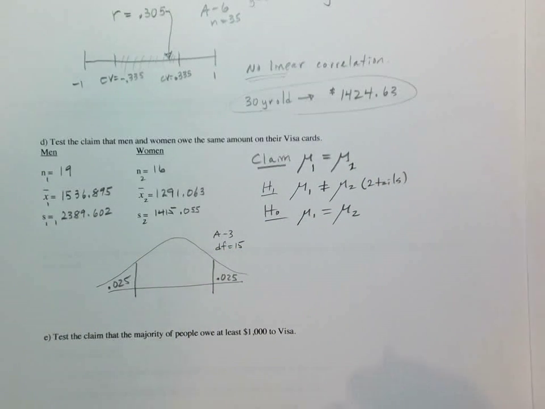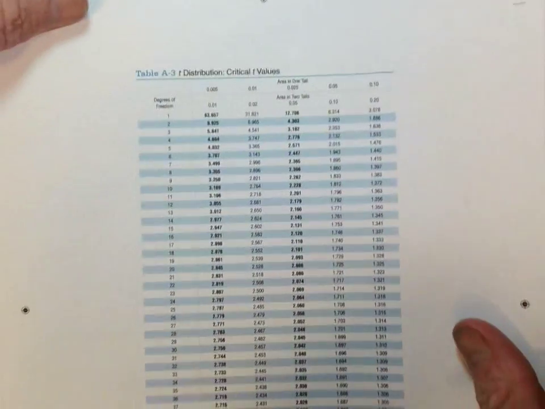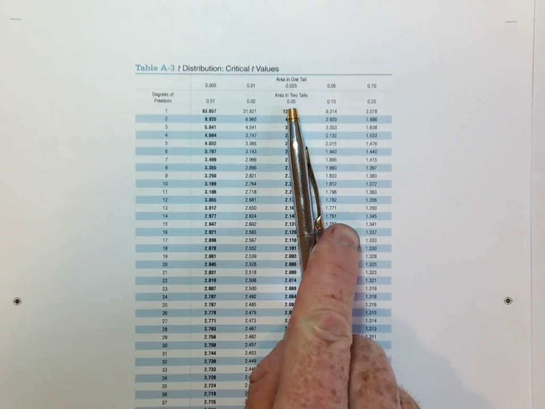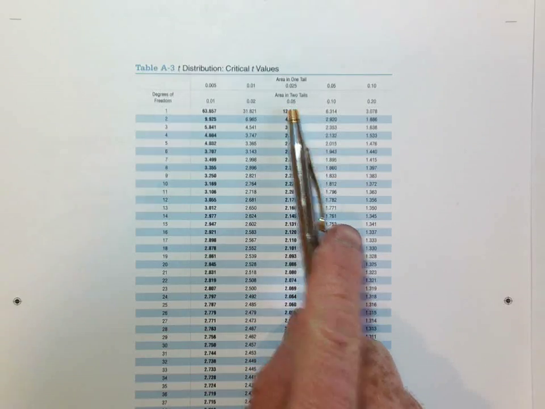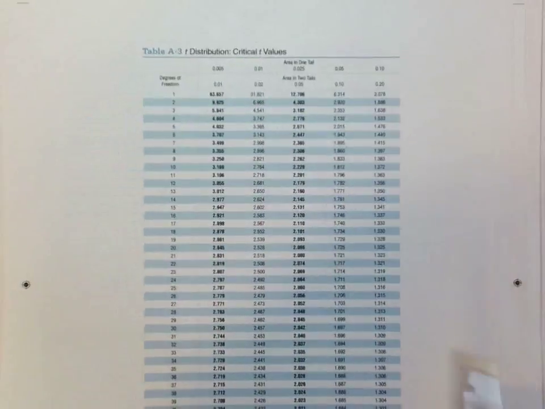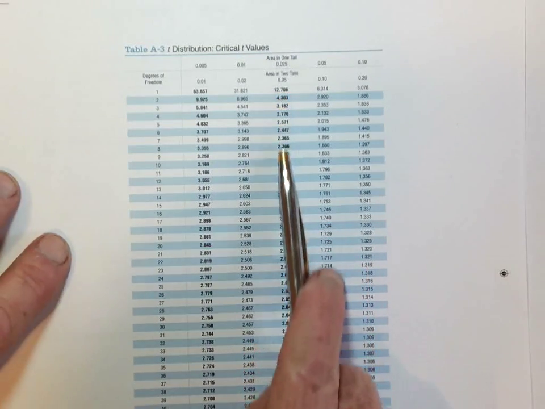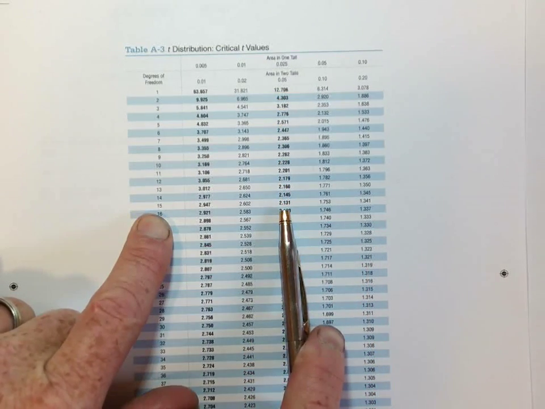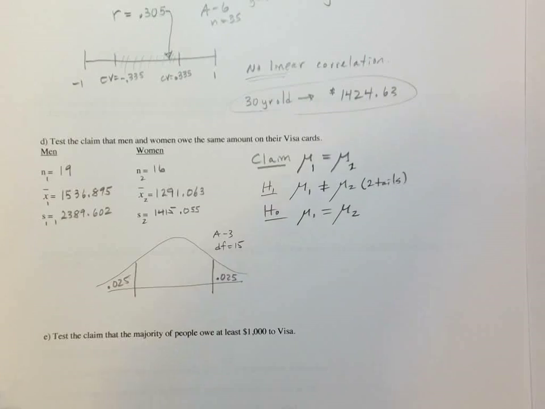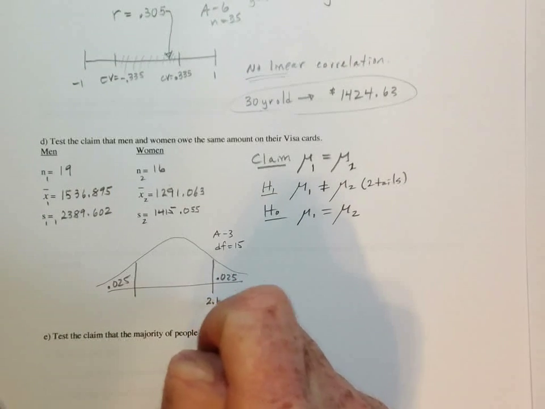Okay, now on to table A3. We're going to be using this column right here, two tails, 0.05, and degrees of freedom is 15. So this column with degrees of freedom 15 is 2.131.